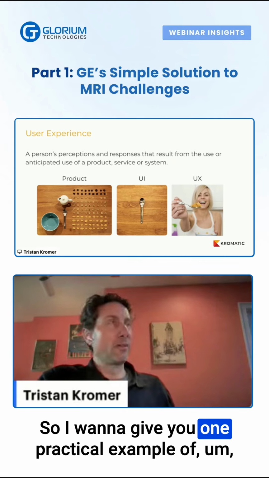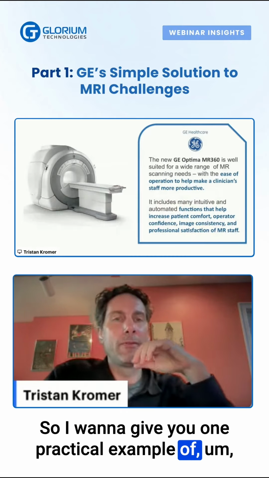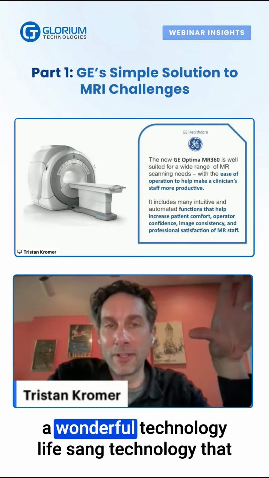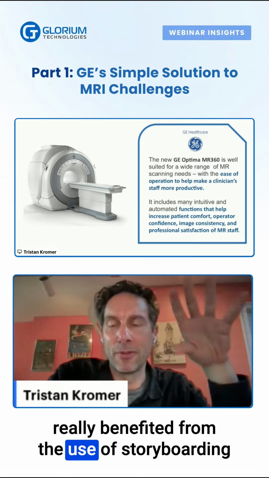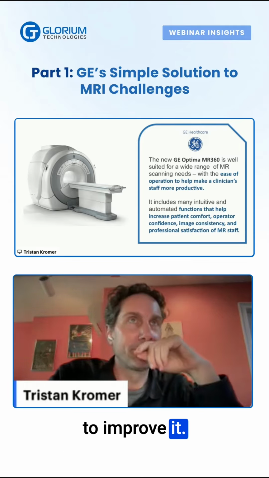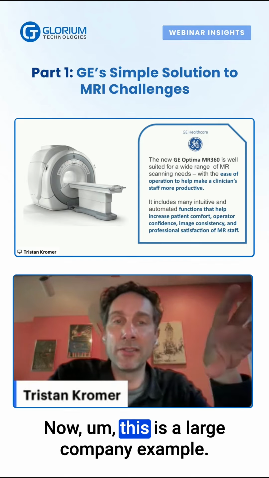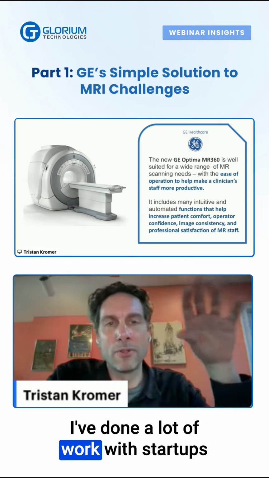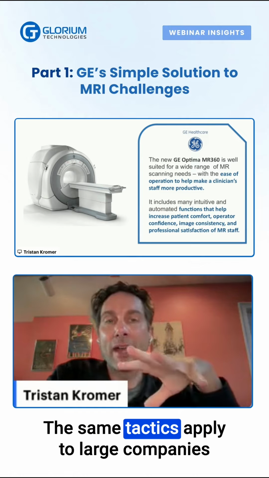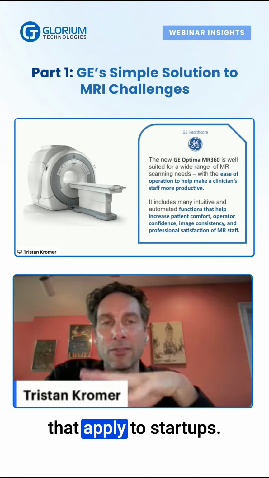So I want to give you one practical example of a wonderful, life-saving technology that really benefited from the use of storyboarding to improve it. Now, this is a large company example. I've done a lot of work with startups and large companies. The same tactics apply to large companies that apply to startups.